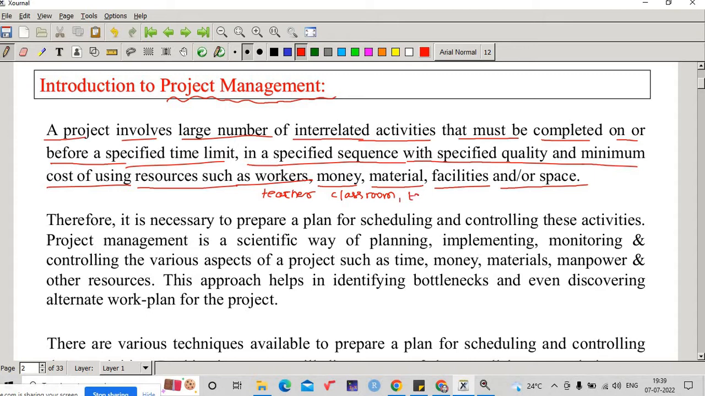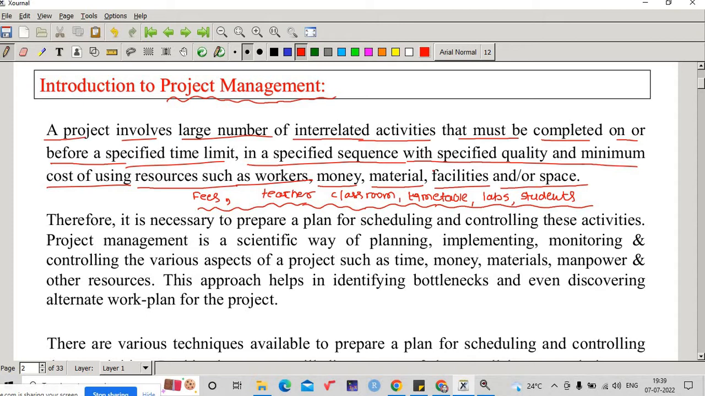Then classroom, then we have a timetable, correct? Suppose we also have labs, students, right? And infrastructure, which we have included in terms of classroom, and the fees of the teacher, or the payment of the teachers. Then optimizing all of these resources is the important part of project management.